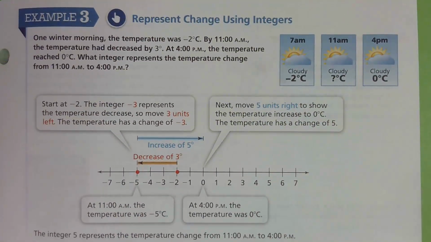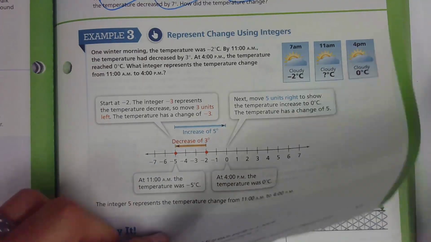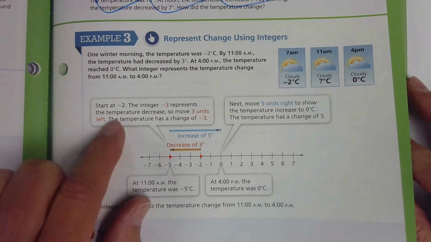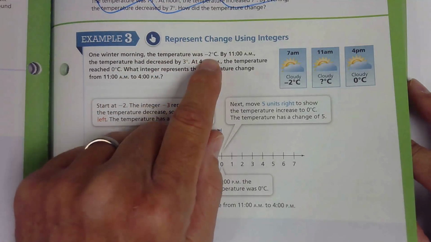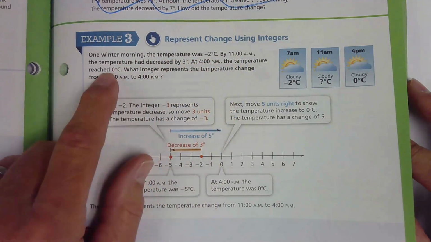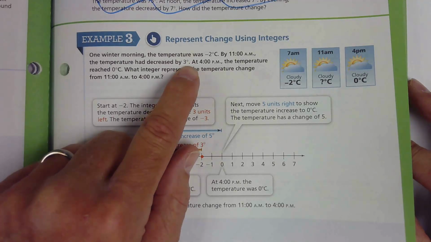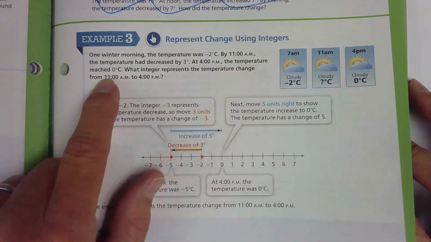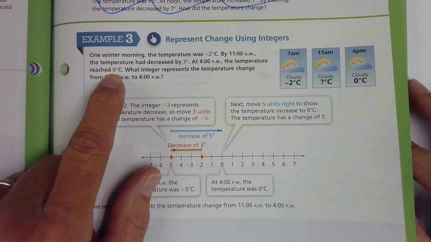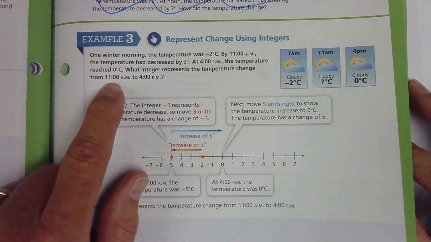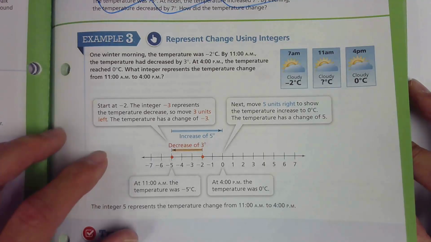Example 3. Zoom back out a little bit. Yeah, this kind of touches on what you guys were just asking me. It says one winter morning, the temperature was -2 degrees. By 11 a.m., the temperature had decreased by 3 degrees. At 4 p.m., the temperature reached 0 centigrade. What integer represents the temperature change from 11 to 4 p.m.?